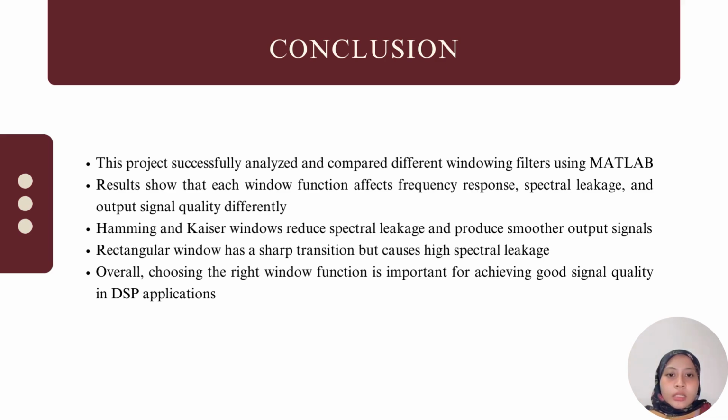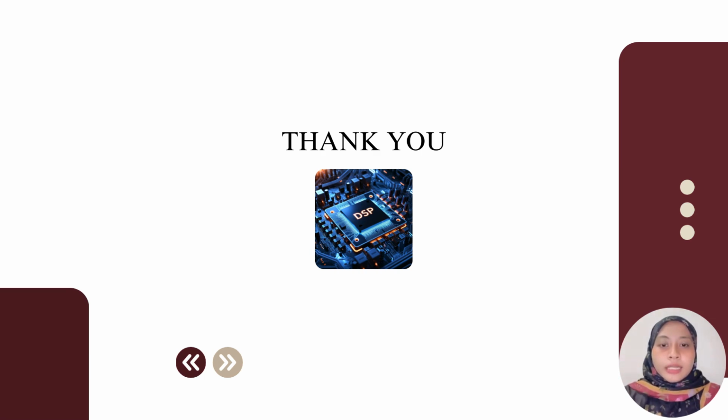In conclusion, this project successfully analyzed and compared different window filters using MATLAB. Results show that each window function affects frequency response, spectral leakage, and output signal quality differently. Hamming and Kaiser windows reduce spectral leakage and produce smoother output signals. Rectangular window has a sharp transition but causes high spectral leakage. Overall, choosing the right window function is important for achieving good signal quality in DSP.